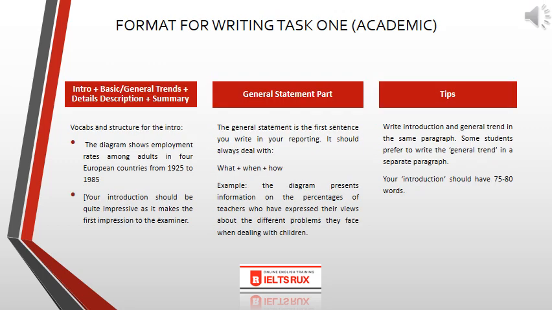Now over here I have given the format for writing task 1, which I hope will be very helpful to you when you write down the answer for your task 1. Seeing in the first table, it's given introduction plus basic details of description and the summary. Okay, and then the last table, if you will see over here, the third column is the tips. So moving on to the first one, the vocabs and structure for the intro. If you will read the very first statement given over here, it is that the diagram shows employment rate among adults in 4 European countries from 1925 to 1985.